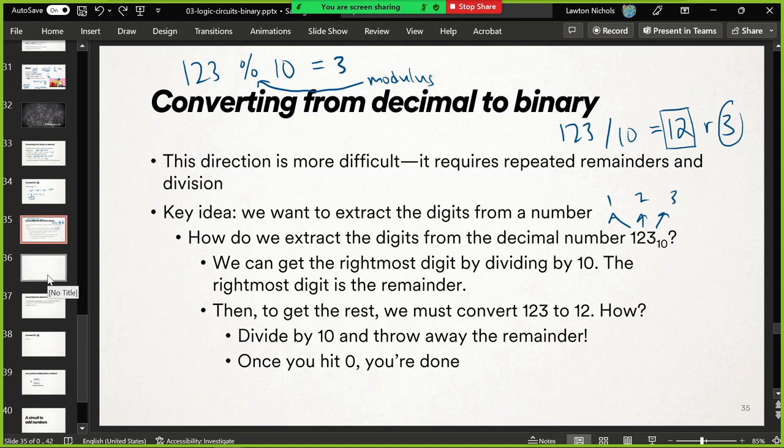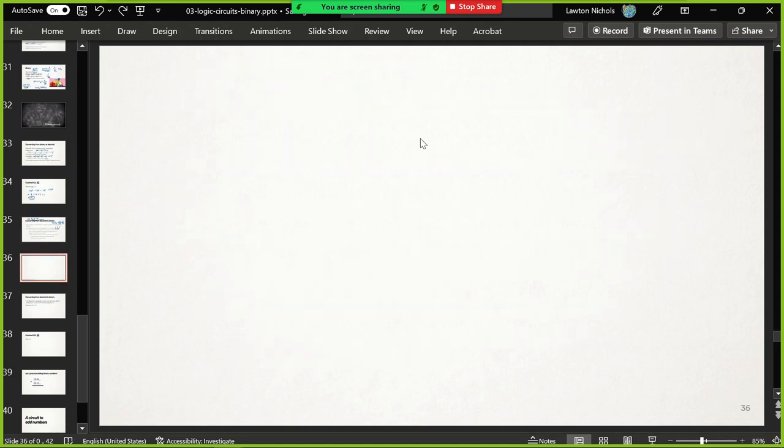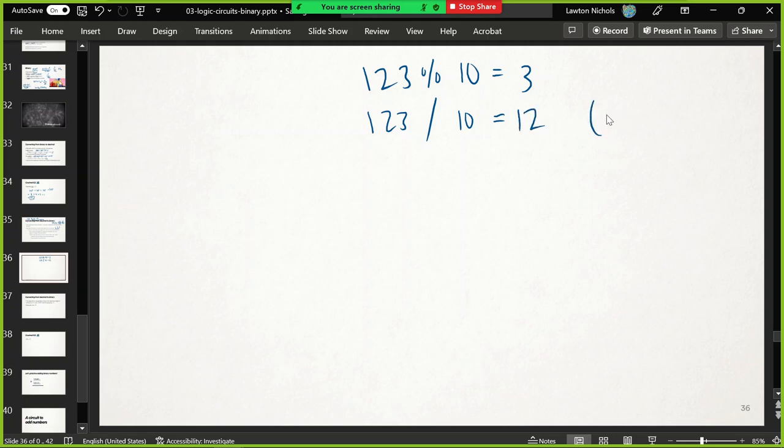Let me show you how to do that for just our normal 123. Let me extract 1, 2, and 3 from 123. First, I'll do mod 10, because that'll get me the rightmost digit. That'll get me my 3. And then I want to make 123 smaller. I want to turn it into 12. I could do that by dividing by 10 and throwing away the remainder. Don't forget that. Throw away the remainder. Chop off the decimal places. All right? And now I get me the 12.